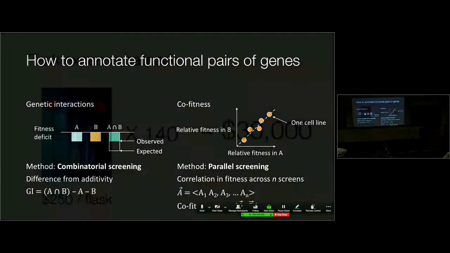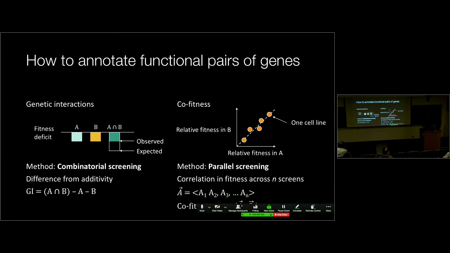What else can we do? This leads us to the second way of characterizing pairs of genes, and that is known as co-fitness. Co-fitness is another relatively simple idea, which states that if two genes are essential or have a phenotype in the same cell types or under the same conditions across many of these cell lines or conditions, then they're likely involved in the same biological process.